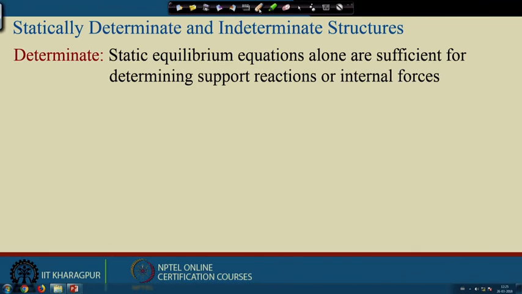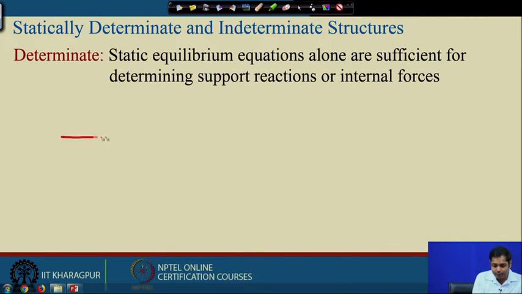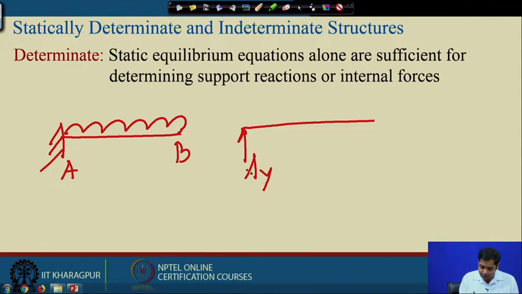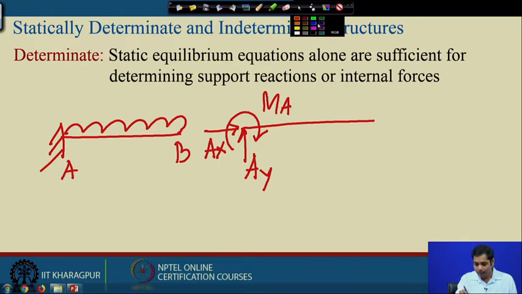For instance, say we have a cantilever beam subjected to a uniformly distributed load. This is A, this is B, and if we draw the free body diagram of the entire beam, at A we have the vertical reaction AY, the horizontal reaction AX, and the moment MA. On top of that we have the external load, say W.